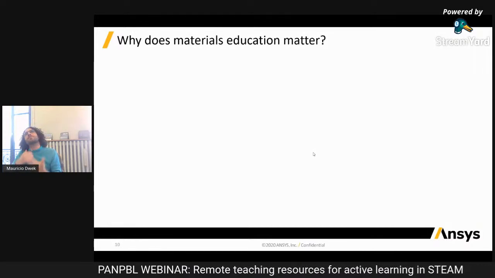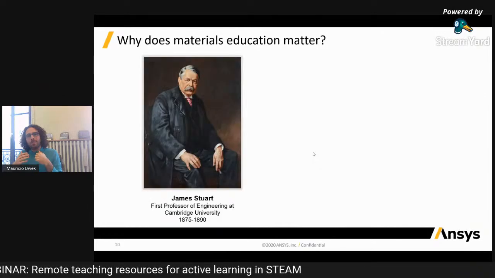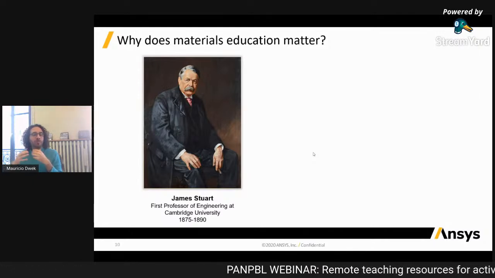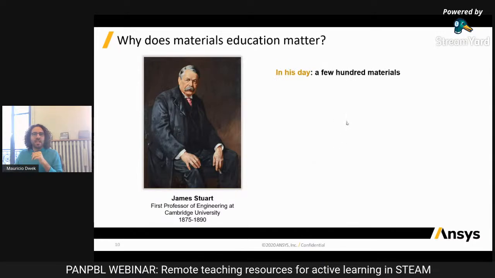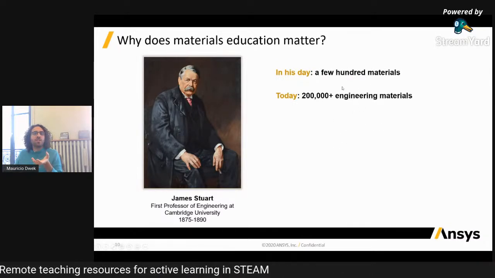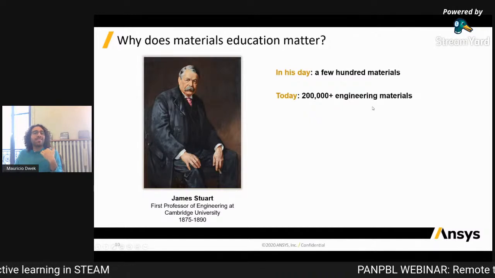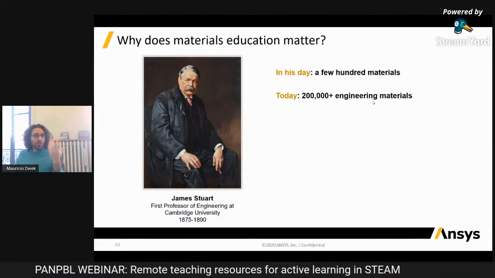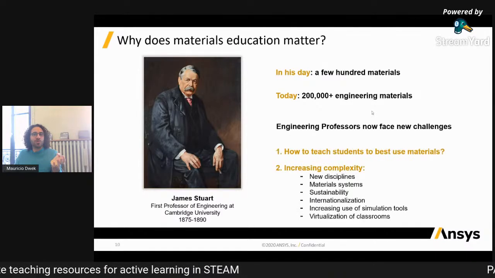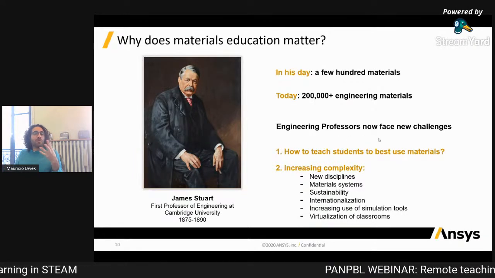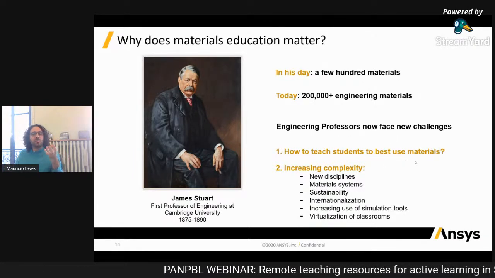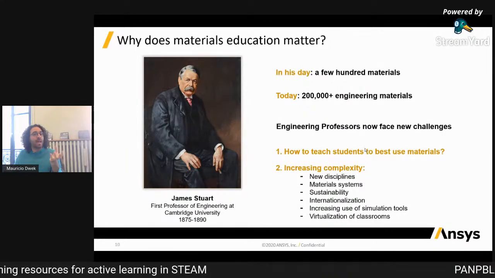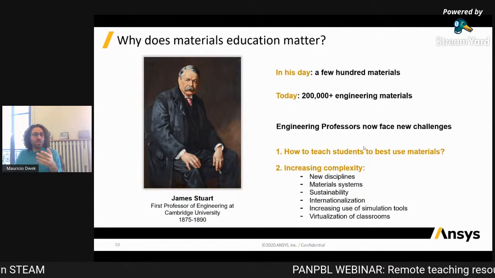And why? So why does material education matter, and why did we start with materials education? So Professor James Stewart was a pioneer of materials teaching back in his day, and he had just a few hundred materials at the time. Whereas today we have 200,000 engineering materials, so it's become much more complex to teach and to understand the properties of so many materials. So engineering professors have these new challenges: how to teach students to best use materials, how to deal with that much information. And in a sense, this is very similar to many different areas in science and technology.